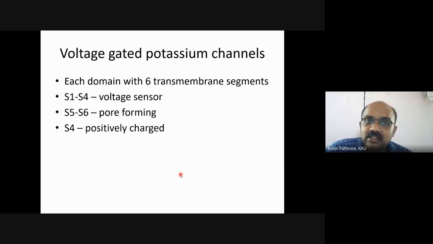Then the first one, that is the voltage gated potassium channels. The structure is entirely similar to what we have studied in the case of sodium channels. We have four domains. Each domain has six transmembrane helices, among which S1 to S4, especially the S4 transmembrane helix, is the voltage sensor, and S5 and S6 are the pore forming domains. I repeat, we have four domains, six transmembrane helices in each domain, of which S4 especially is the voltage sensor, and S5 and S6 are the pore forming domains. The same structure we have studied in the case of the sodium channel.